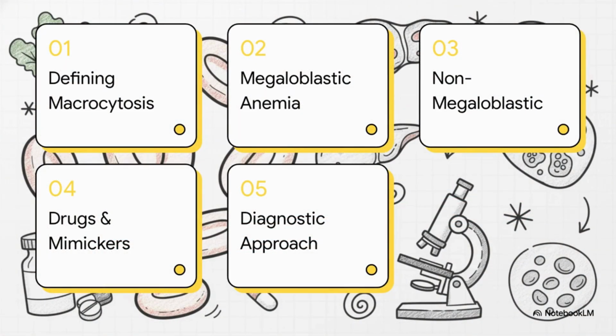So here's what we'll be covering today. First, defining macrocytosis. Second, causes of megaloblastic anemia. Then we move on to non-megaloblastic causes. Fourth, drugs and hidden mimickers which can contribute to macrocytic anemia. And finally, the diagnostic approach.